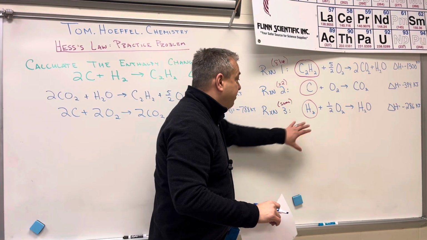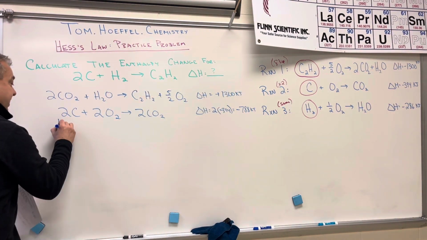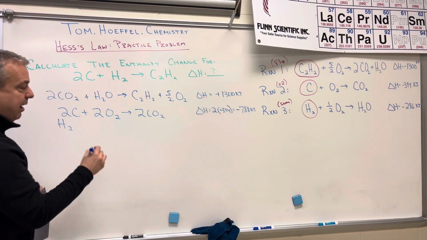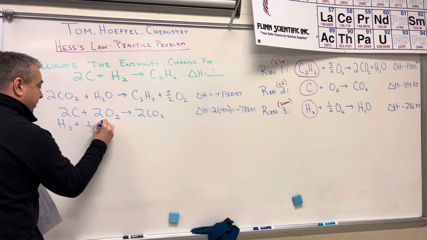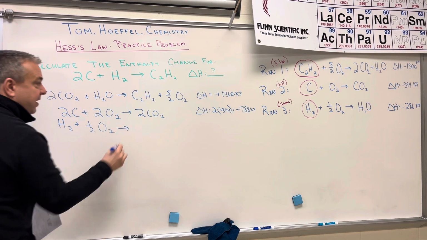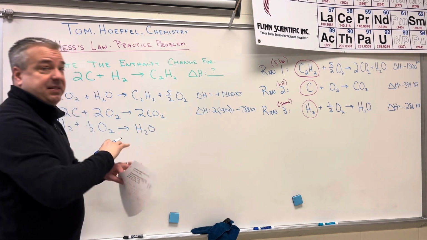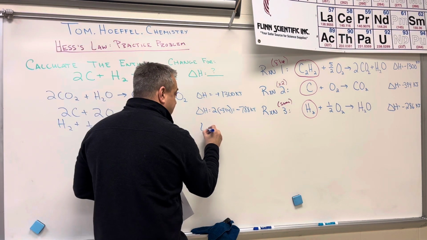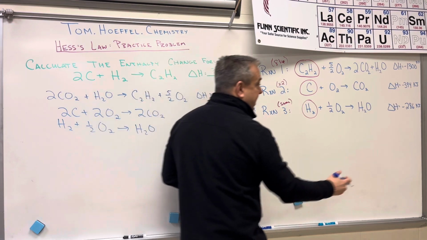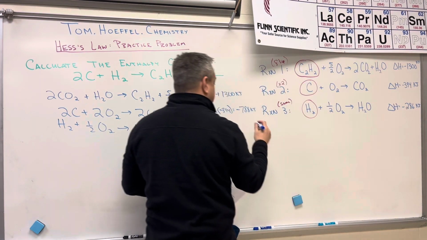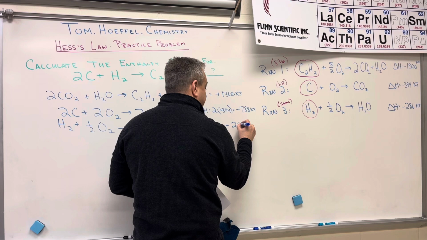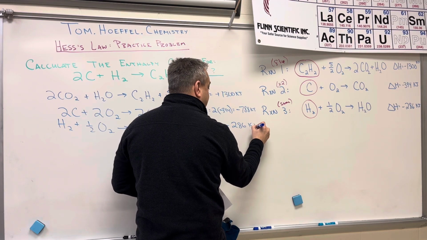And then for reaction number 3, I'm leaving it the same. So I'm getting H2 plus 1/2 of O2, and that's going to yield an H2O. And because I didn't do anything to this reaction, the enthalpy change is going to be exactly the same. It was negative 286, and we're going to leave it at negative 286 kilojoules.